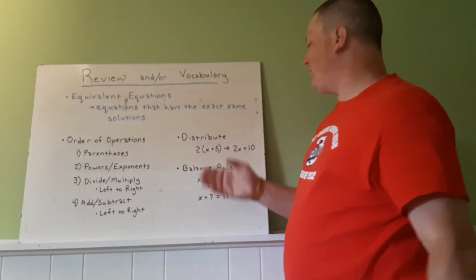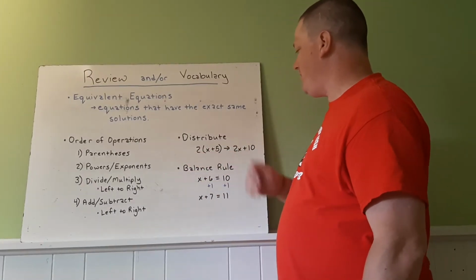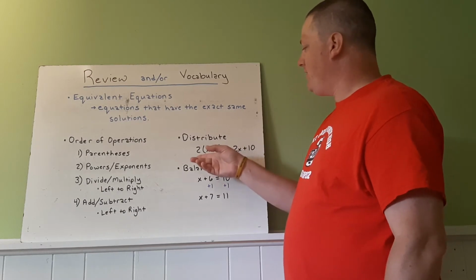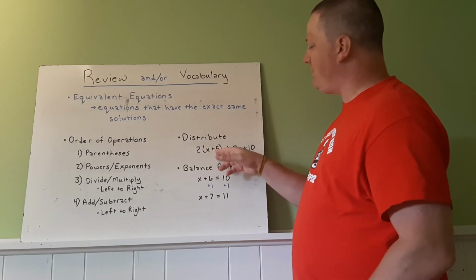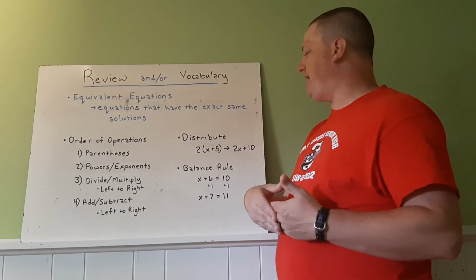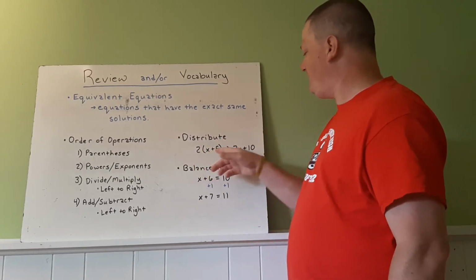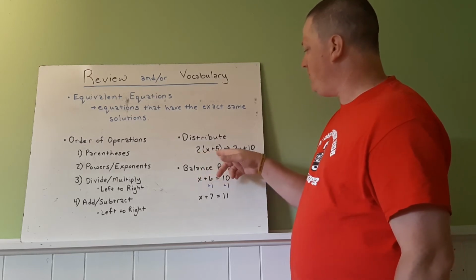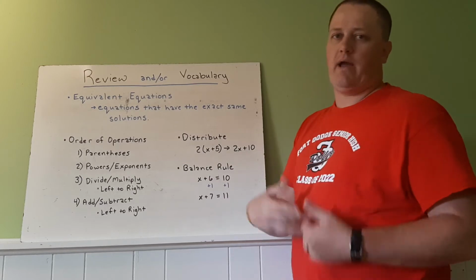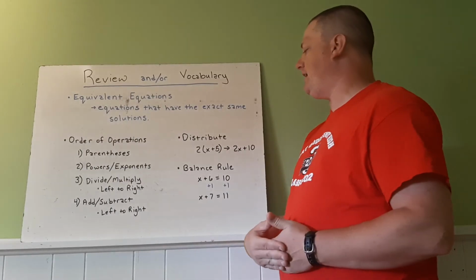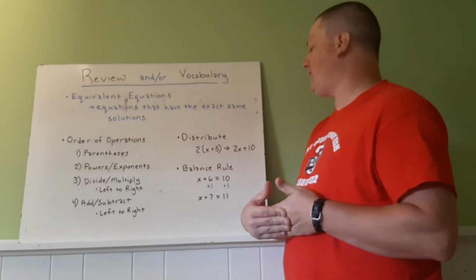Another thing from middle school that we're going to need to remember is distributing. So here I have the problem 2 times (x plus 5). But because of these parentheses, we can simplify the problem by taking 2 times the x and getting 2x. Taking 2 times the 5 also and getting 10. So these are a way of distributing to create equivalent equations or equivalent expressions.